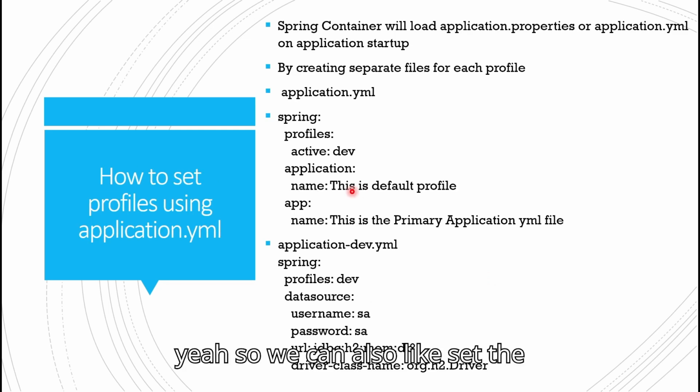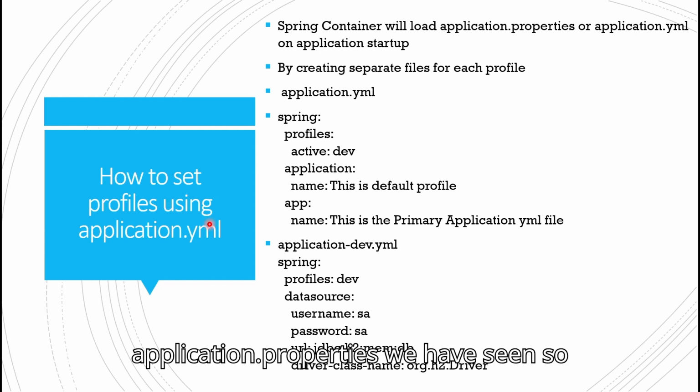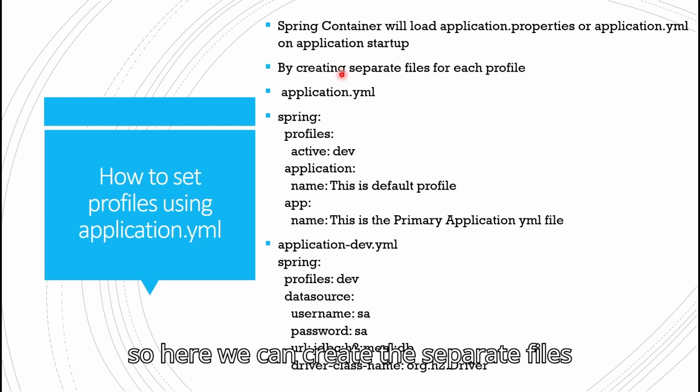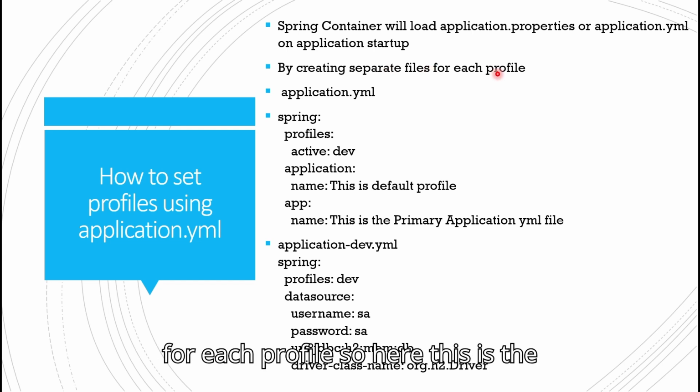Yeah, so we can also set the different profile using the application.yml file. Like application.properties, which we have seen so far, similarly we can use application.yml. Here also we can create different files, different profiles, by specifying them. So here we can create separate files for each profile.